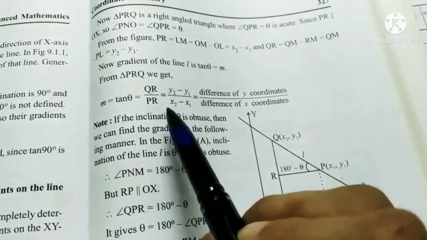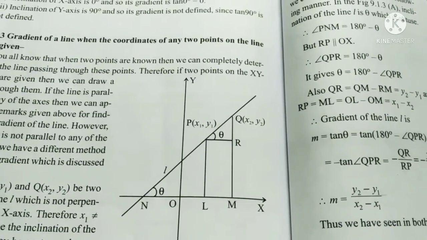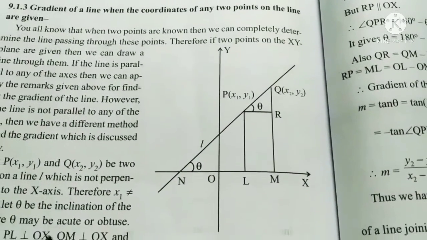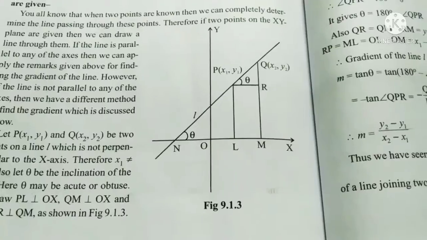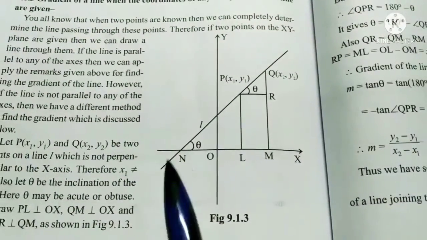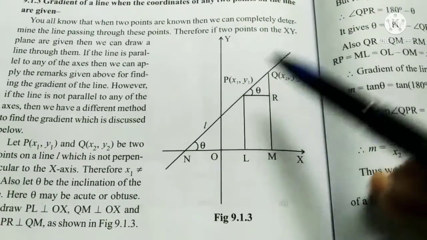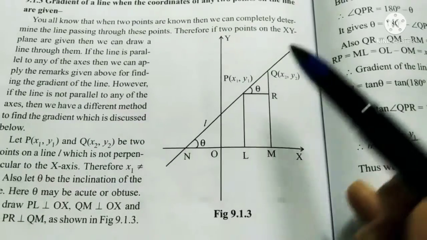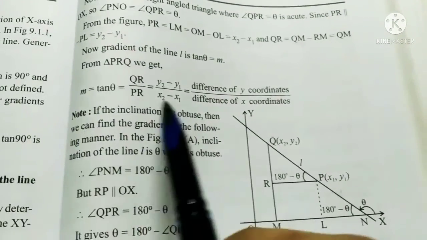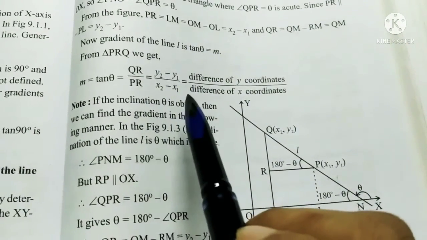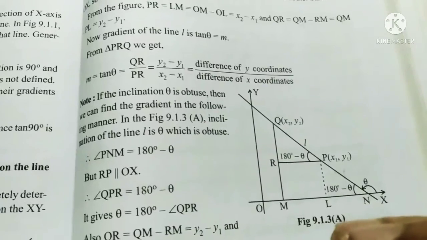This is the formula when your theta, this angle, the inclination of the line, is an acute angle. That means if the line makes an angle with the x-axis and that angle is acute, then I will apply this formula: tan theta is equal to (y2 minus y1) by (x2 minus x1). Understand? When the angle is acute.